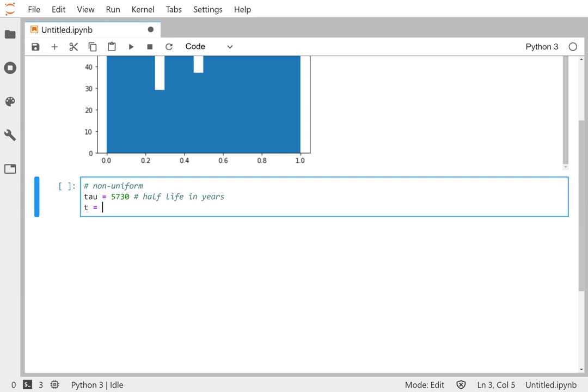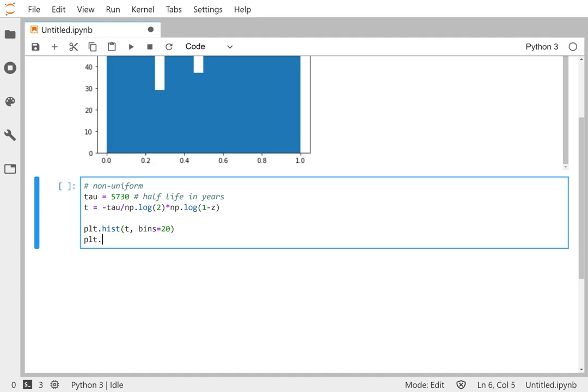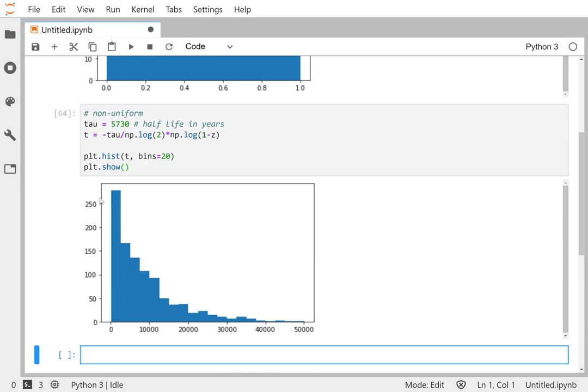And then we can calculate t using the equation that I worked out by hand. If you remember, t was equal to negative half-life divided by the natural log of 2. In Python, log is the natural log. Log10 would be the base 10 log. Then we want to multiply that by the natural log of 1 minus z. And then let's just check out what this distribution looks like. So we're going to plot the histogram of t. We will again use 20 bins. We can see that this distribution is skewed towards smaller values.